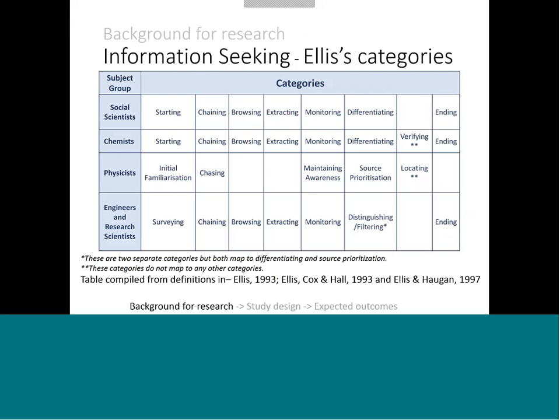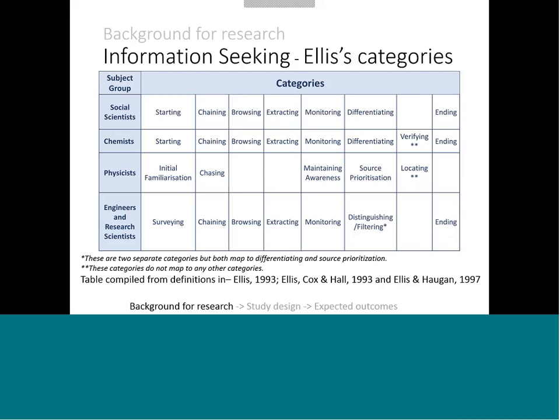One of the classic models in information seeking in library science is David Ellis's work. He has done a number of studies where he has looked at specific science groups like social scientists and chemists, as you can see here on the slide, and looked at how they search for print materials like journal articles in order to do their research. And he developed a series of categories such as starting, chaining, browsing, and we can think about these as the things that you typically do when searching for research.